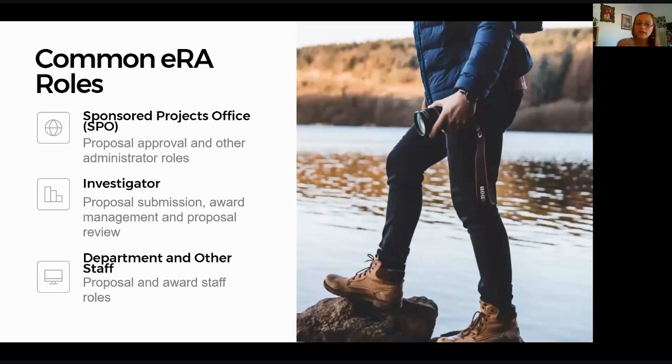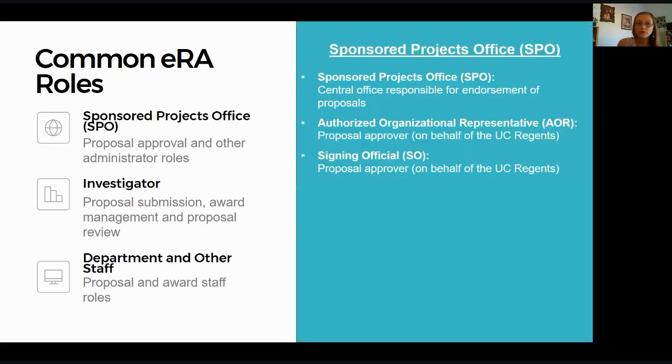There are also some common ERA roles that you'll see. They could be called other things. And again, I'm going to go into a little bit more detail on some of the specific systems that we do use. The first set of roles that you have are going to be for the sponsored projects office. That's sponsored programs. We call it sponsored programs on our campus. And so these roles could be called SPO, Sponsored Projects Office. And this is the central office responsible for endorsement or approval or signature on proposals.